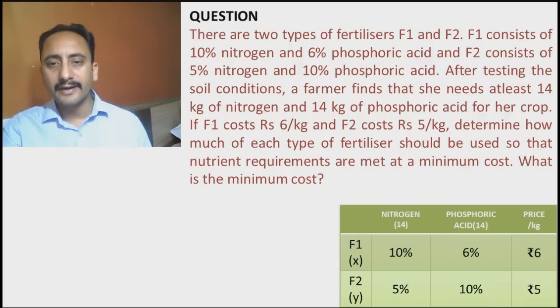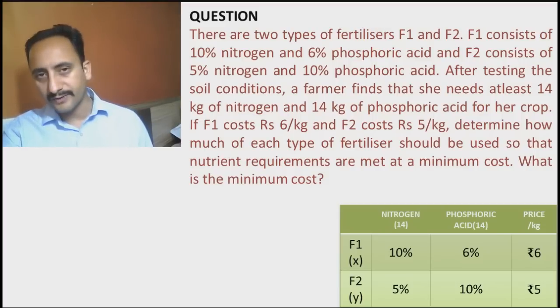If you see in the bracket, it represents 14 kg. It is in kg. Phosphoric acid is also a 14 kg requirement, and the price per kg of both the fertilizers is given. The first fertilizer contains 10% nitrogen, 6% phosphoric acid, and the cost is rupees 6 per kg. The second fertilizer contains 5% nitrogen, 10% phosphoric acid, and the cost is rupees 5 per kg.